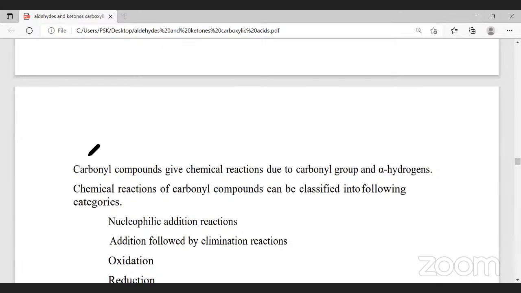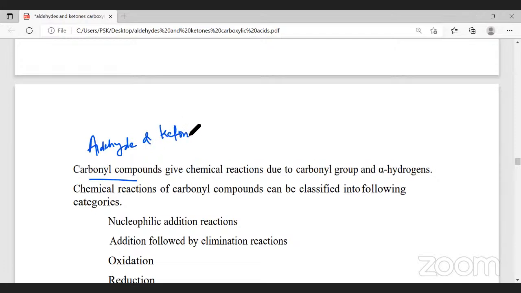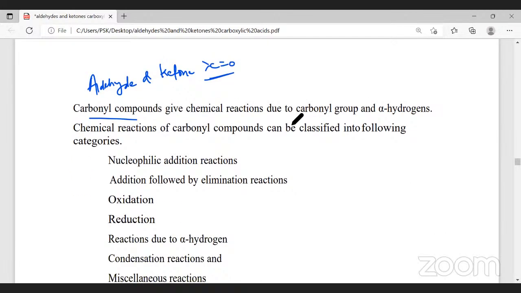Now aldehydes and ketones both are called carbonyl compounds, because both aldehyde and ketone contain C double bond O. Since both contain C double bond O, they are called carbonyl compounds. These carbonyl compounds give chemical reactions due to the carbonyl group and alpha hydrogen. Reactions are because of two reasons. One is the carbonyl group, and the other one is alpha hydrogen.